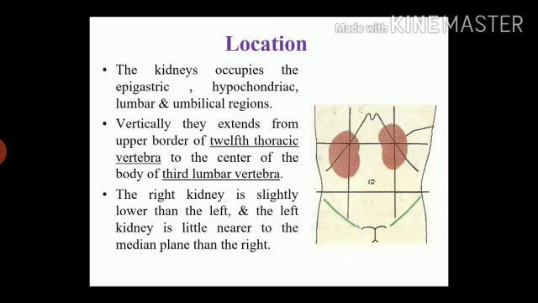Let us also look at the location of the kidney. They occupy the epigastric, hypochondriac, lumbar and umbilical regions. They extend from the upper border of the 12th thoracic vertebra to the center of the body of the 3rd lumbar vertebra. From this picture, it is clearly observed that the right kidney is slightly lower than the left kidney and it is also nearer to the median plane.